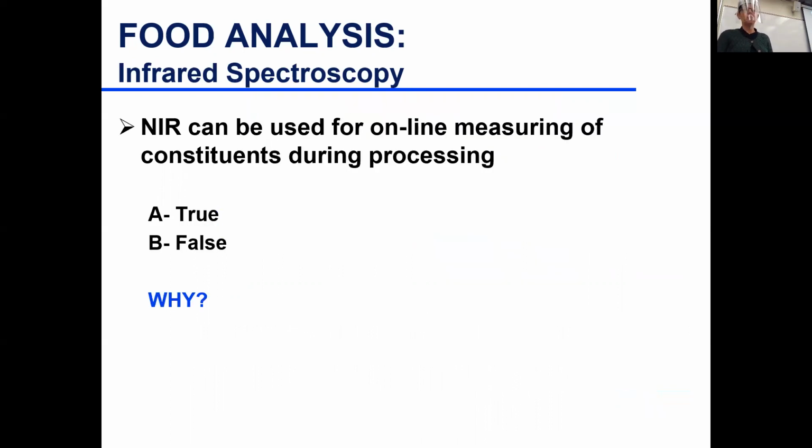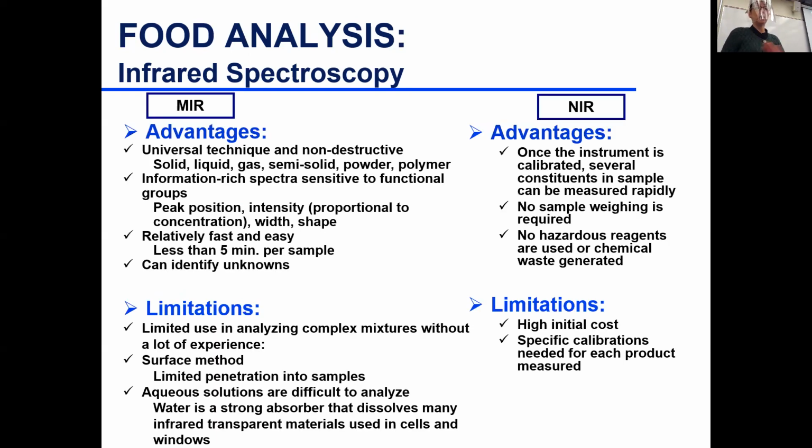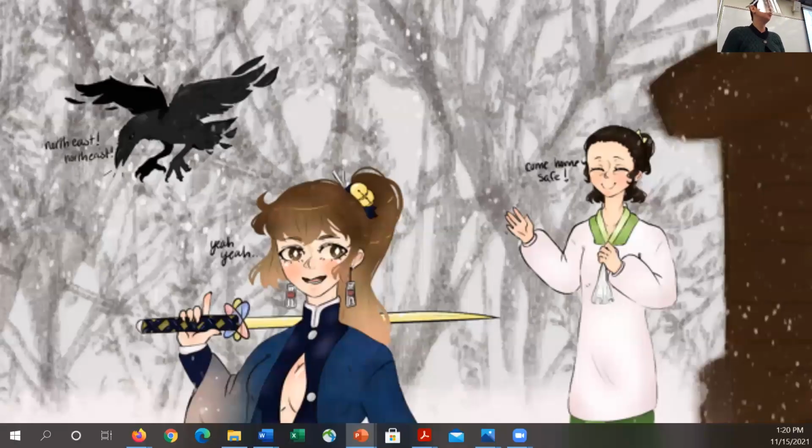NIR can be used for online measurement of constituent during processing. Yes, we talked about that already, but it has to be calibrated so that we can get results very quickly compared to official methods of analysis. Here's just advantages and disadvantages, and I'm going to end here this lecture and move to total carbohydrate. Again, focus on where I spend time, and when I said don't worry about that, means don't worry about it.